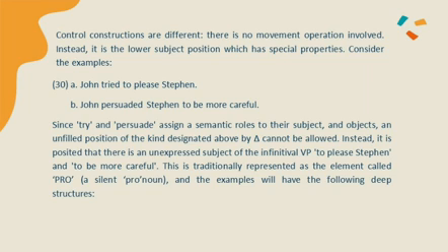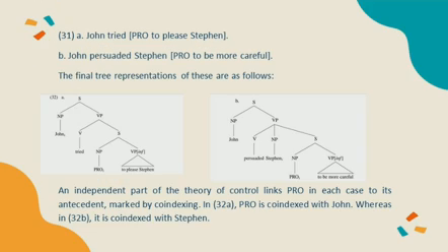31A, John tried PRO to please Stephen. And B, John persuaded Stephen PRO to be more careful. The tree representations of these are as follows, in the picture. An independent part of the theory of control links PRO in each case to its antecedent, marked by coindexing. In 32A, PRO is coindexed with John, whereas in 32B, it is coindexed with Stephen.